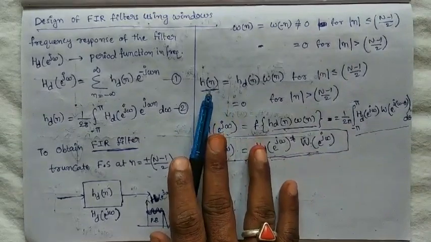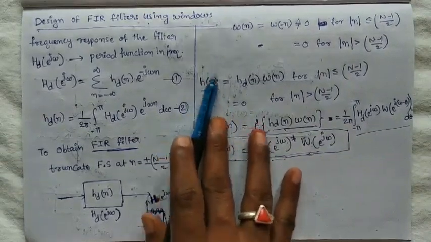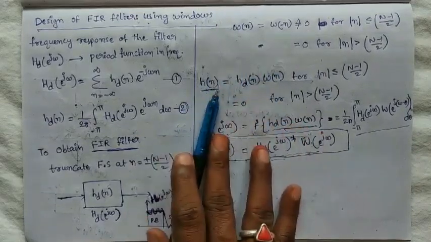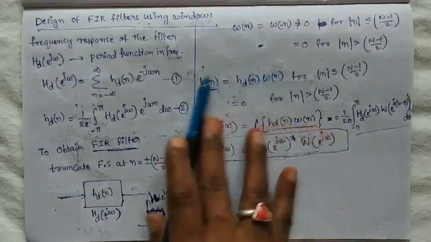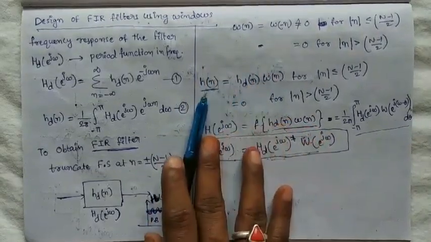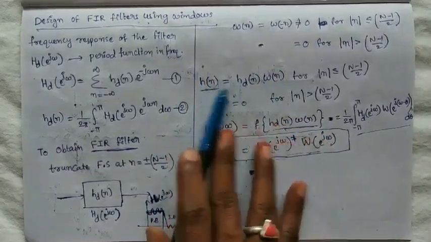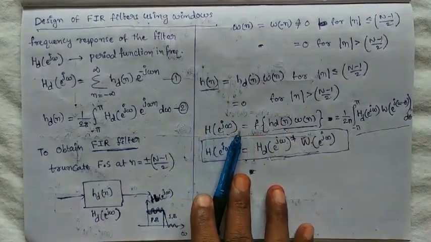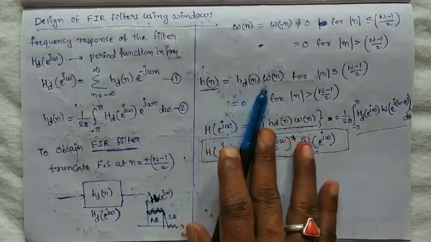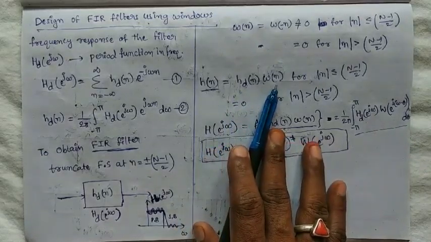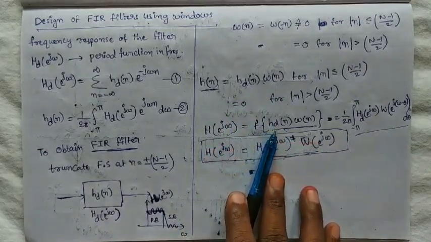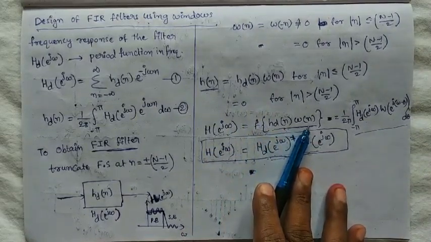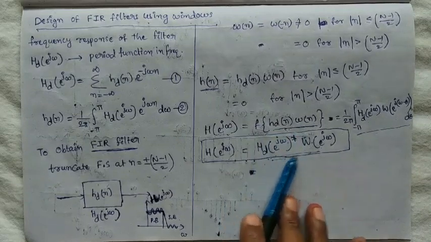Now we determine the frequency response of this impulse response. How do we obtain it? We take the Fourier transform. Applying the Fourier transform on both sides, the Fourier transform of h of n, H of e power j omega, is equal to the Fourier transform of hd of n into w of n. From the frequency convolution theorem, this is a convolution in the frequency domain.